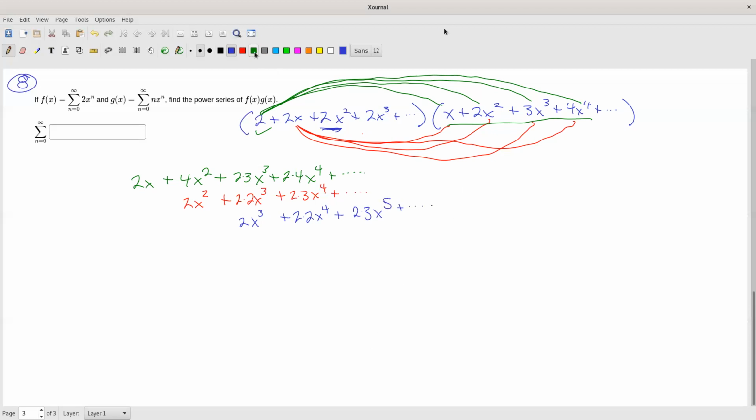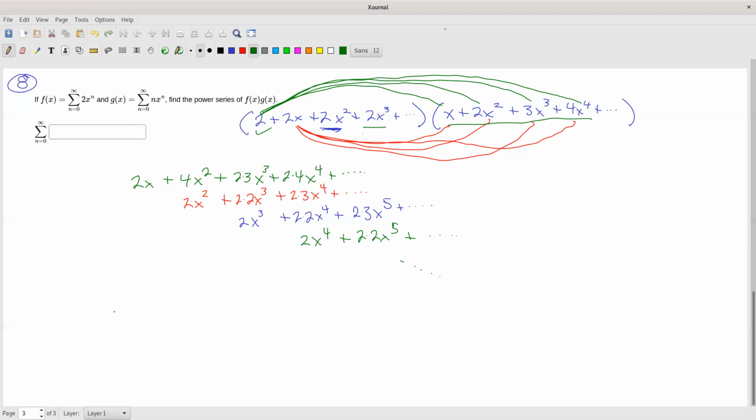And one more time, just for fun, if we take the 2x cubed times each of those, 2x cubed times x is going to be a 2x to the 4th, which will land here. And then there's going to be a 2 times 2, x to the 5th. And that's just going to keep going. And this is just going to keep going down diagonally like that. But notice at first, there's only one term in the first column, 2 terms in the second column, 3 in the third, and so on.